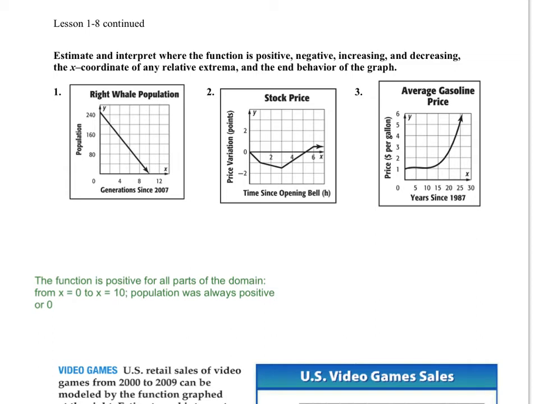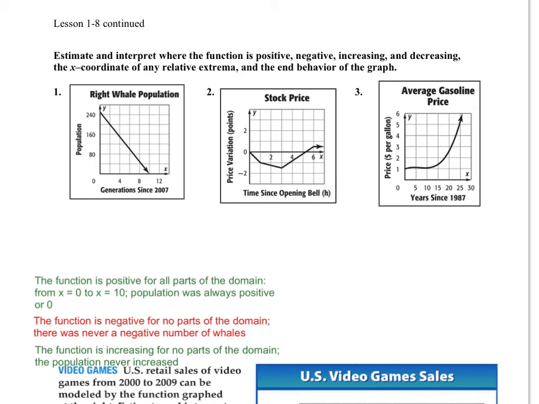Then we would say, since it's always positive, the function is never negative. So the function is negative for no parts of the domain. There were never a negative number of whales. If you can't remember this exact wording, no parts of the domain, you can say for our data, for this graph. For increasing, we can say that we're never increasing. So we say that the function is increasing for no parts of the domain, so the population never increased, it never got better. So we would say the function is decreasing for all parts of the domain, so that's from x equals 0 to x equals 10, and this means the right whale population has continued to decrease.